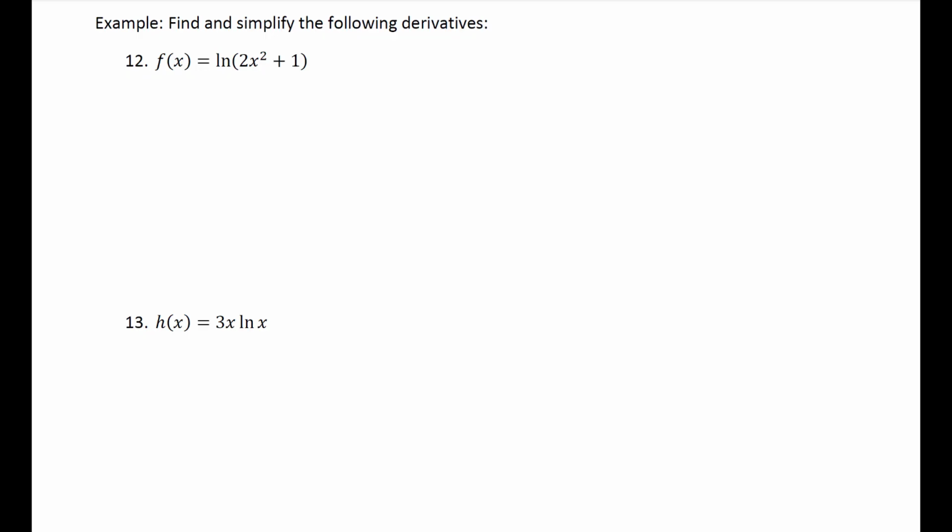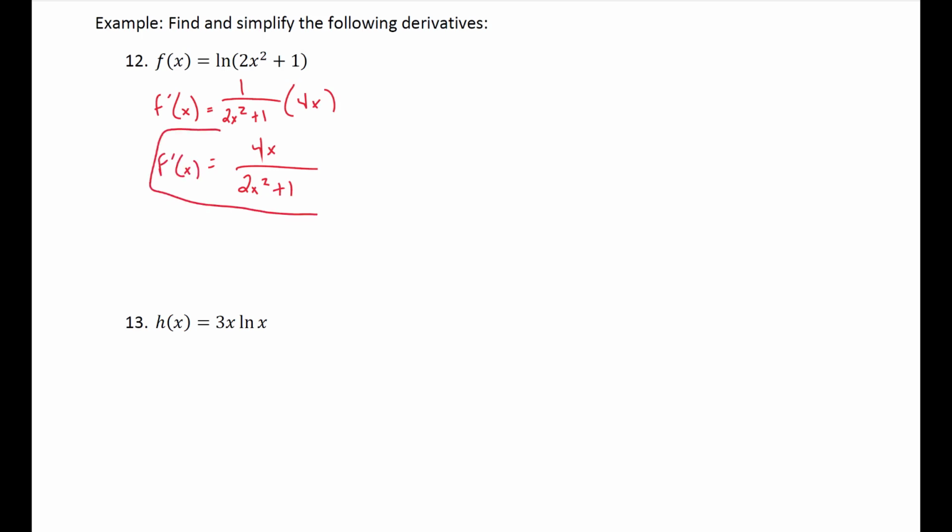Okay, so example 12, f of x equals the natural log of 2x squared plus 1. So for this one, we have natural log of blah. So then we know f prime of x is going to equal 1 over the blah, so 1 over 2x squared plus 1, times the derivative of the blah, so times the derivative of 2x squared plus 1, which in this case is 4x. And so cleaning it up, we end up with 4x over 2x squared plus 1 for our derivative of this function.